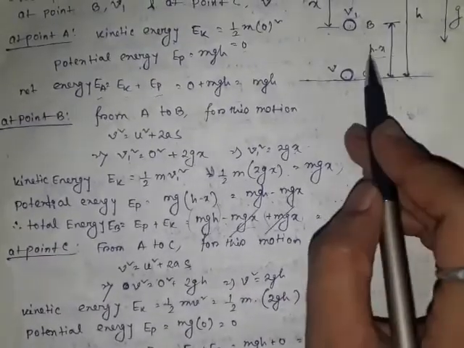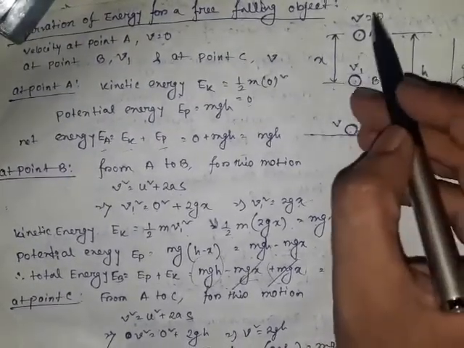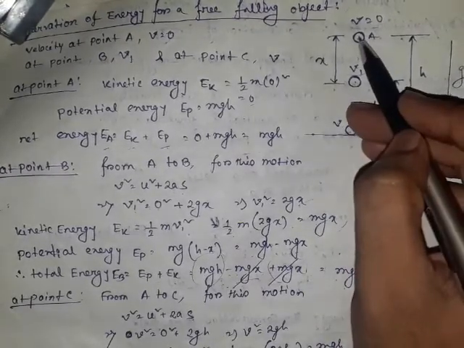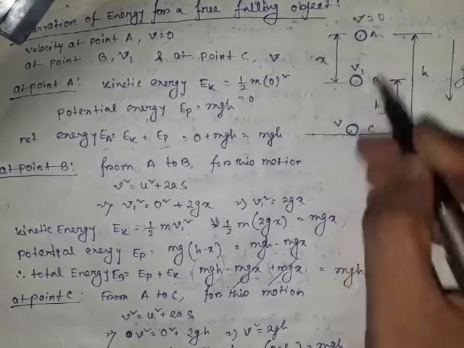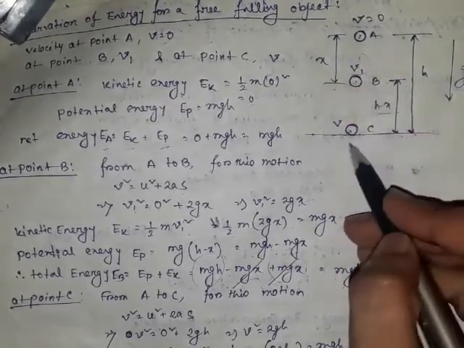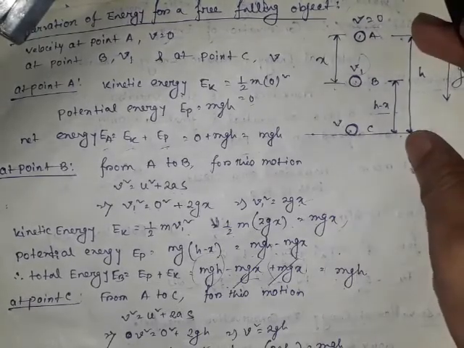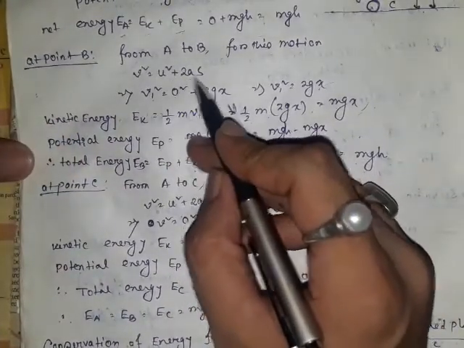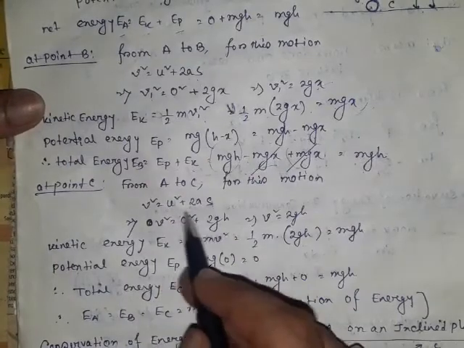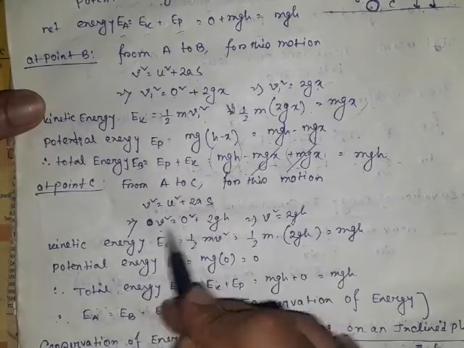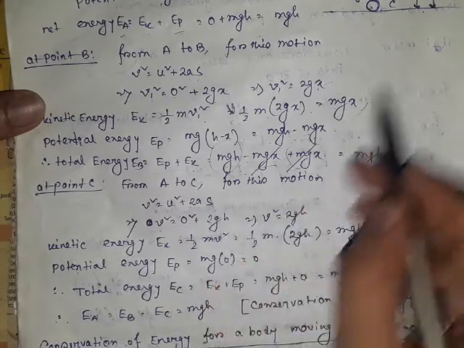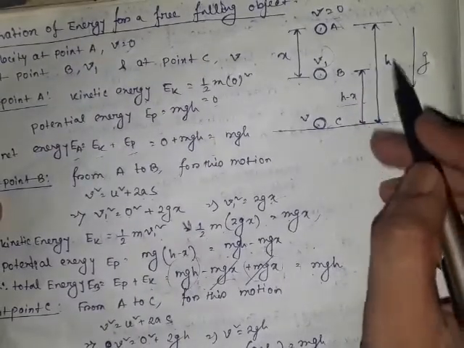Now at point C we first have to find the velocity at point C. For that we will consider the motion starting from A and ending at C. The object started from A and ended at C. That means the initial velocity is 0, the final velocity is v, and the displacement is the total h. Using the formula v squared equals u squared plus 2as, we get v squared equals 0 squared plus 2 into g into h. Why h? Because the displacement from A to C was the total h.